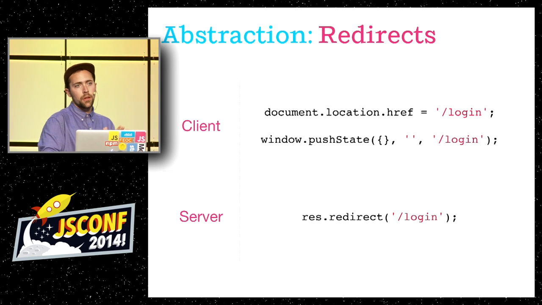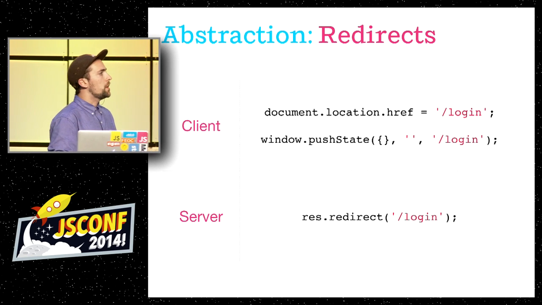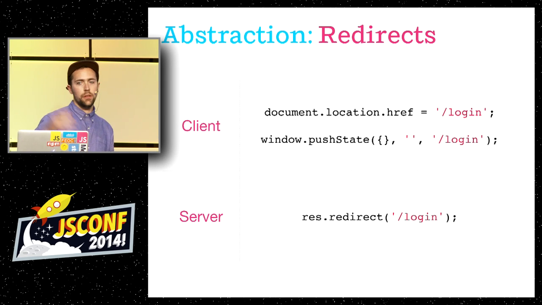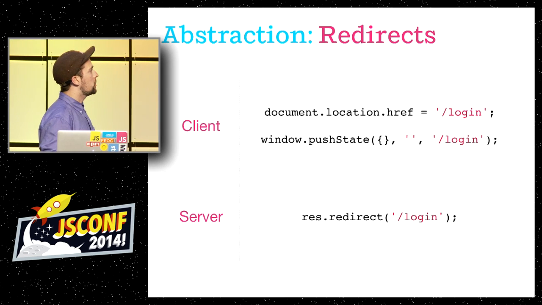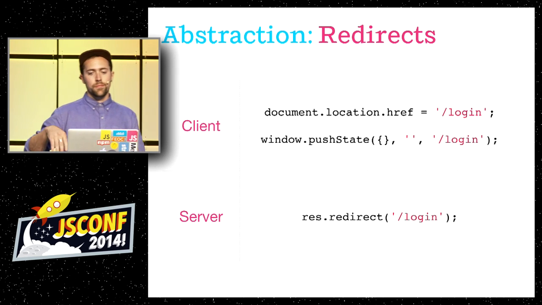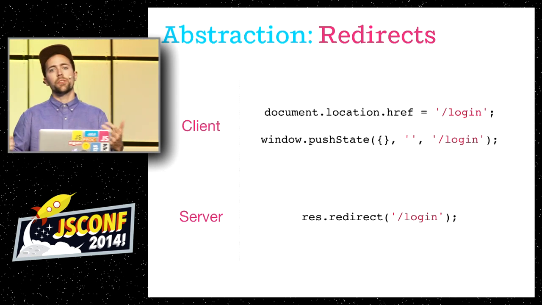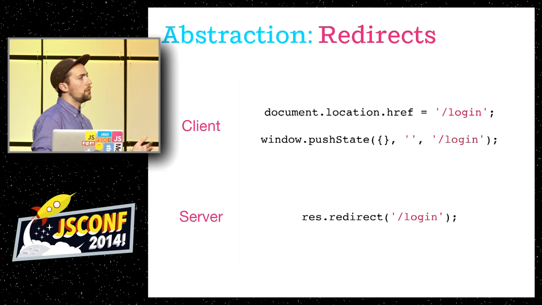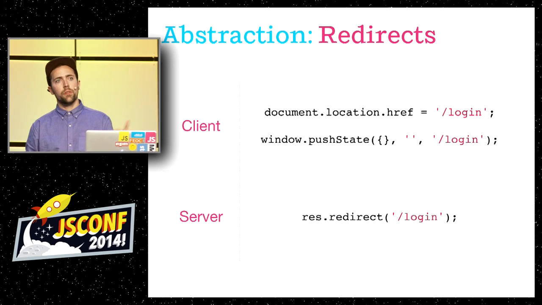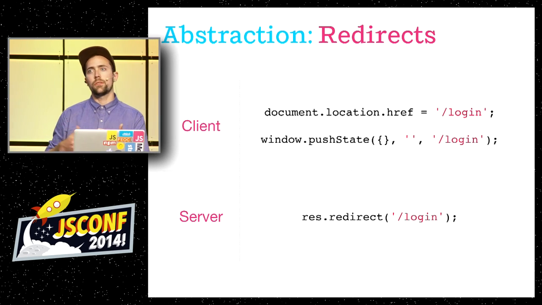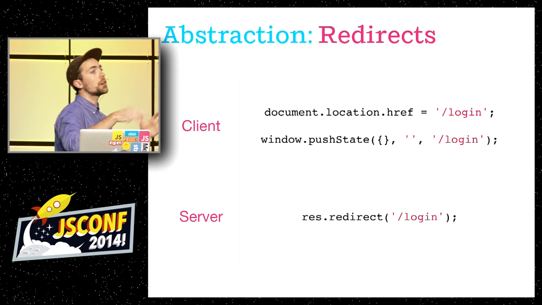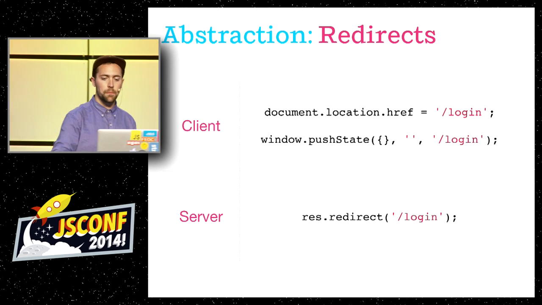Redirects is another example. If you're doing a full page redirect in the browser, you'd say document.location.href equals, and then the URL. Or if it's a pushState application, you might use the HTML5 history API and say window.pushState, some arguments, and then the URL. But on the server side, we need to do a full HTTP redirect, response.redirect. And there's an additional complication in that on the server, there are different HTTP status codes, right? There could be a 301 redirect or a 302 redirect. So if you're trying to build an abstraction around a redirect in your app, you need to accommodate for those differences.